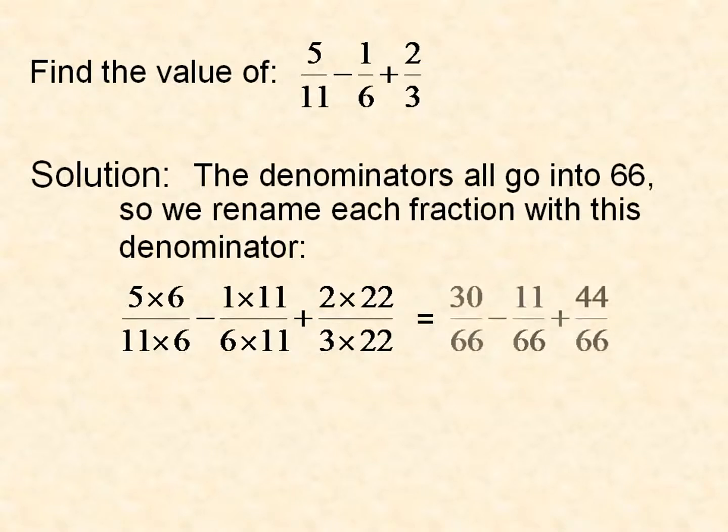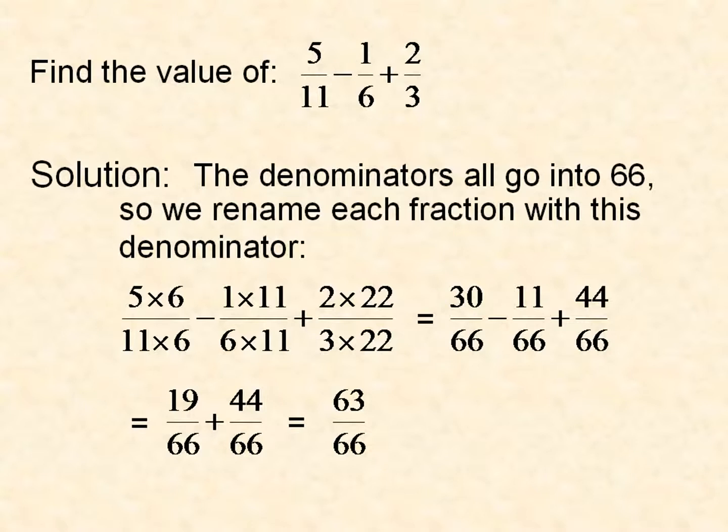This gives us 30/66 minus 11/66 plus 44/66. Well, 30 minus 11 is 19, so we have 19/66 plus 44/66. And 19 and 44 is 63. So now we have 63/66. Both 63 and 66 can be divided by 3, so we reduce this fraction to 21/22.